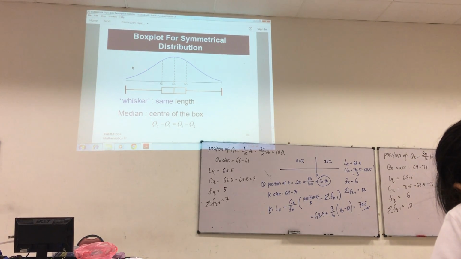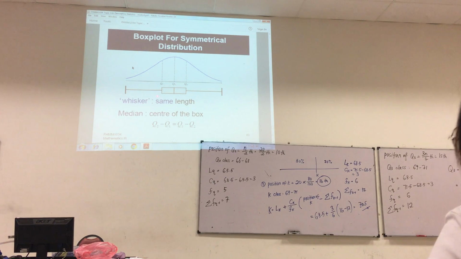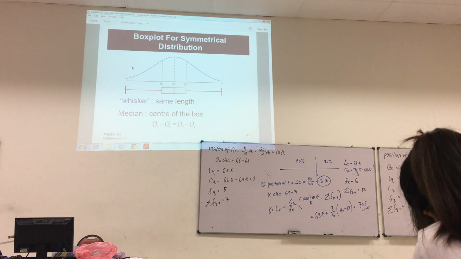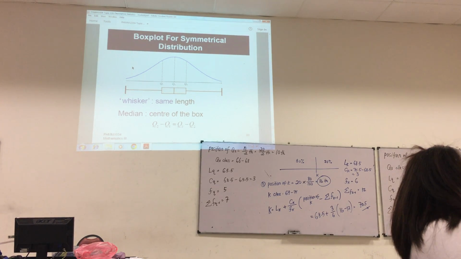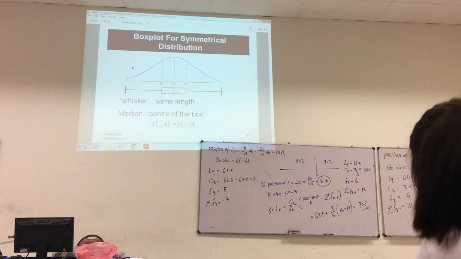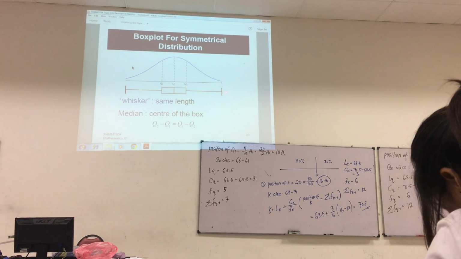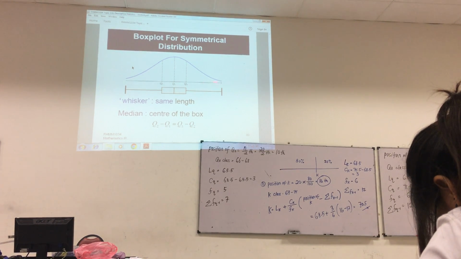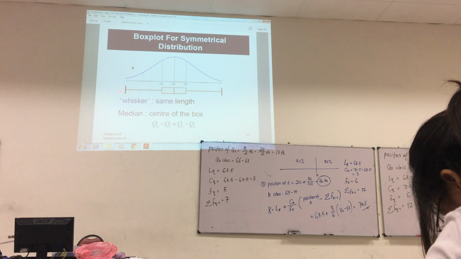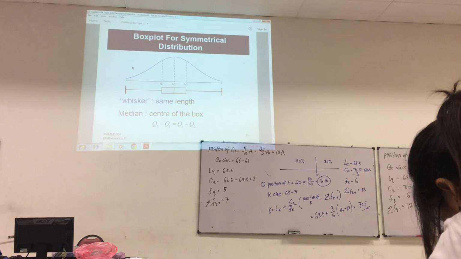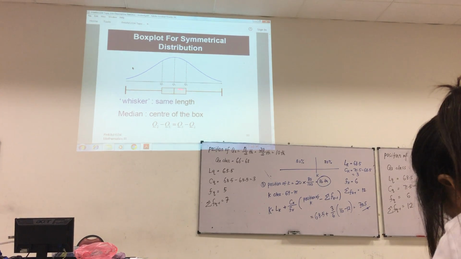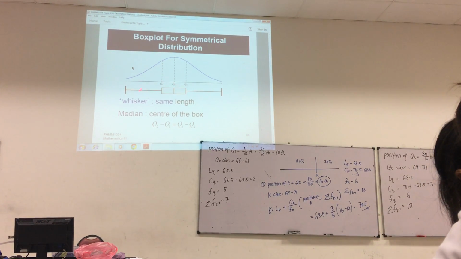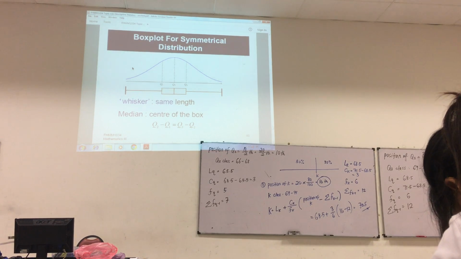Next, the whisker. The whiskers must be the same length as well. Starting from Q1 to the smallest value, how big is the gap? From Q3 to the biggest value, how big is the gap? This gap must be exactly the same. So for a symmetric distribution, they must fulfill two things: the box must be equally distributed, and the whisker lengths must be exactly the same.